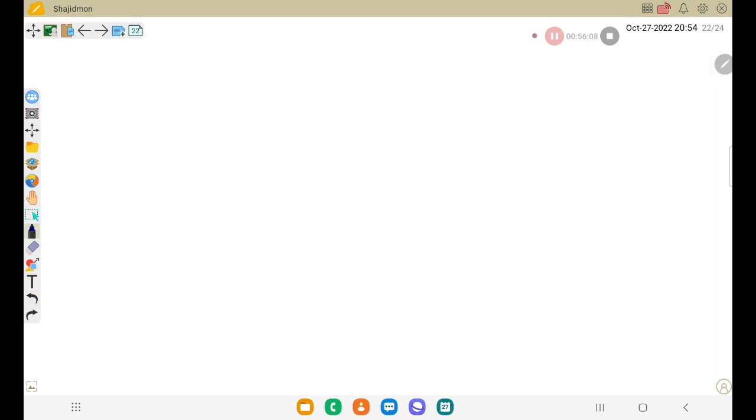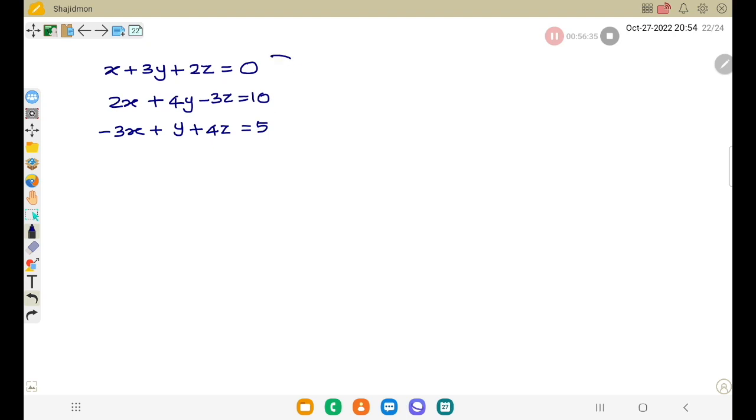So we can write the first component: x plus 3y plus 2z equal to 0. Second one: 2x plus 4y minus 3z equal to 10. Third component: -3x plus y plus 4z equal to 5. So we got 3 equations with 3 unknowns. It is a 3 by 3 system, correct? From this you can find what x, y and z are.